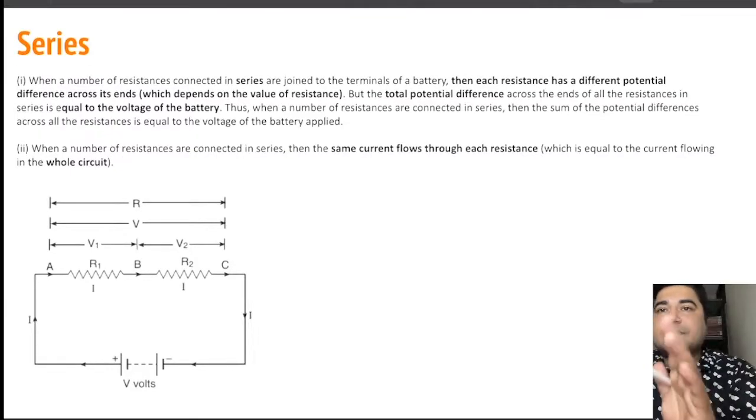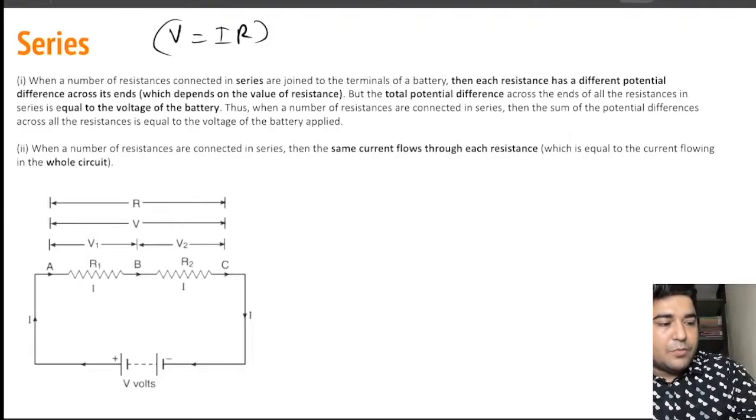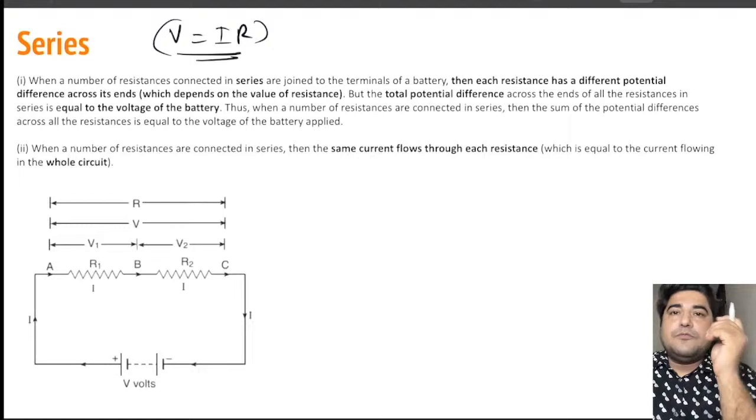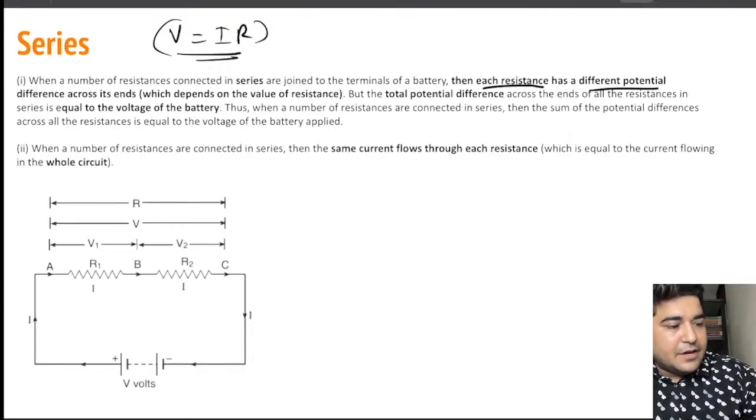when multiple resistances are connected in series, as we discussed in the previous slide, what is going to happen? We have already understood Ohm's law, V is equal to IR. So when these devices are connected in series, each resistance will have a different potential difference across its ends. What does it mean? Let us see in the circuit.